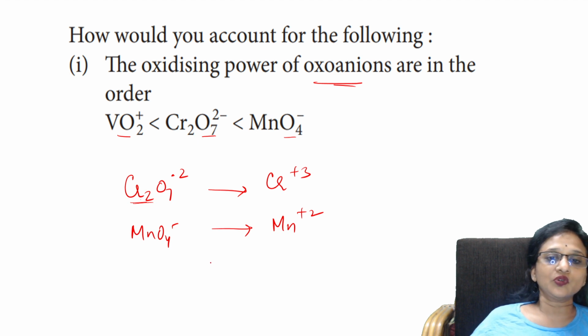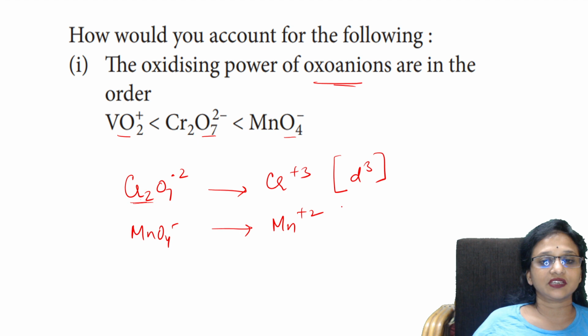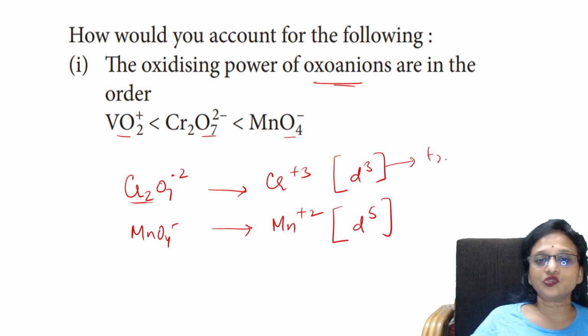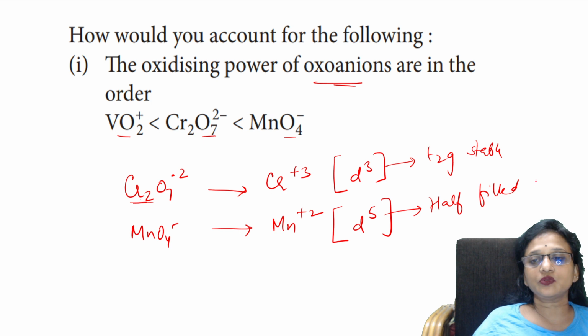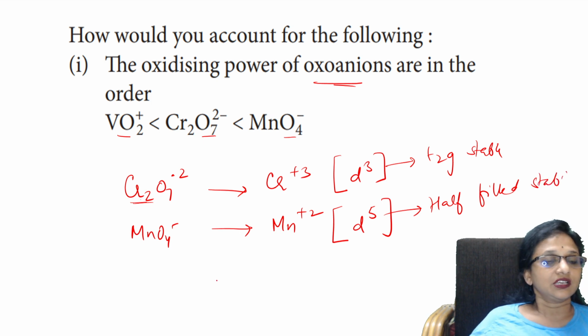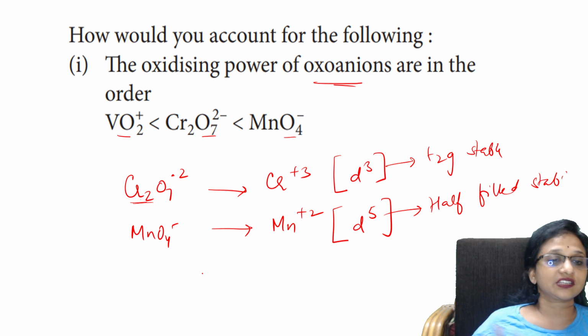Done. So, in this case, what is the configuration? D3 configuration. In this case, what is the configuration? D5 configuration. This is t2g stable. This is half-filled stability. Correct, students? This is half-filled stability. Now, you only tell me. So, the change in oxidation state is large.